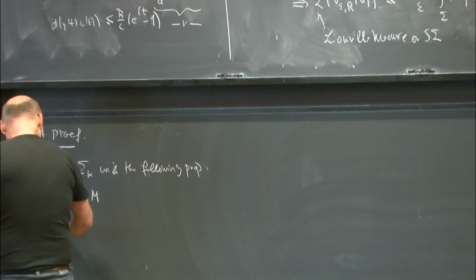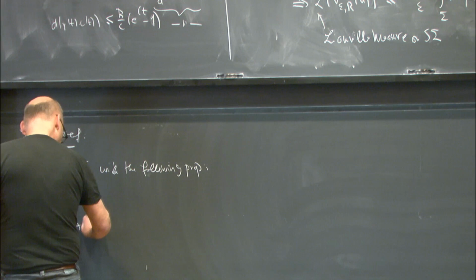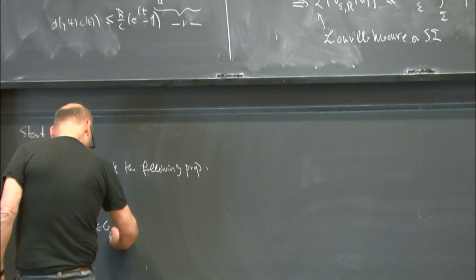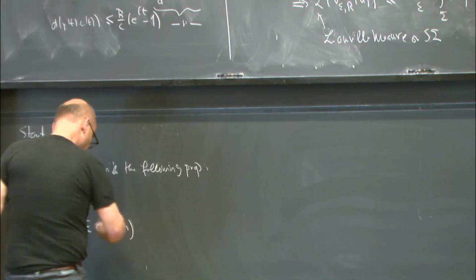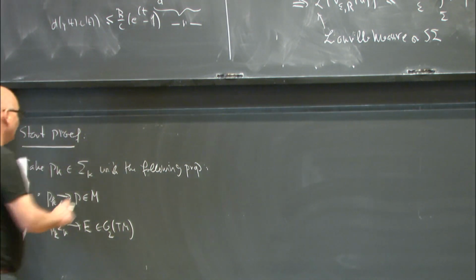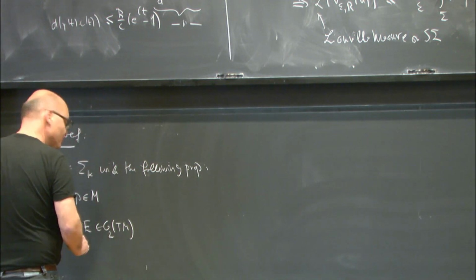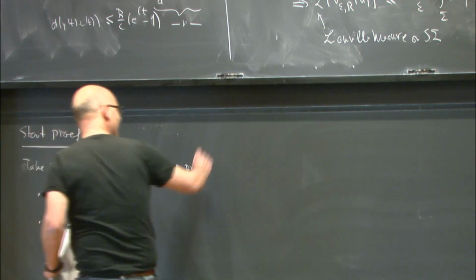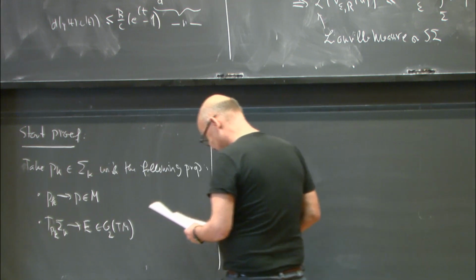Then you need that the tangent spaces T_{p_k} of sigma_k converge to some plane in the 2-Grassmannian of M. Also no problem, because it's also compact. So this you can certainly do. Now you need that this does not move. Okay. Then I continue here maybe.